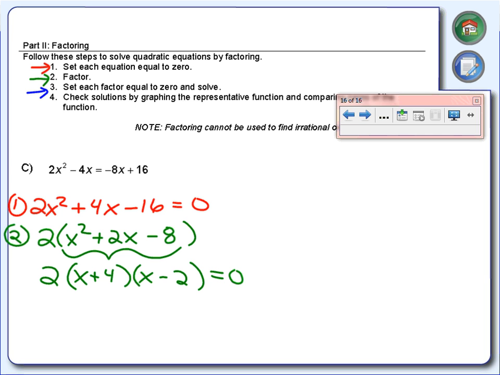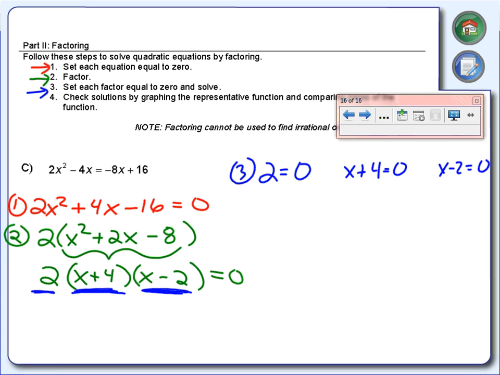Step number 3. It says here we're going to set each factor equal to 0 and solve. How many factors do I have in this one? How many factors? I have 3 factors. So I'm going to set each factor equal to 0. There's the first one. Don't need the parentheses. We're going to do x plus 4 equals 0, and x minus 2 equals 0. Now the first one, do I really need to worry about the first one? No. And the reason I don't need to worry about this one is because there is no variable. There is nothing to solve. So don't worry about the first one. It's the last 2 that we've got to do some work on. Those are the ones that have the variables in them.